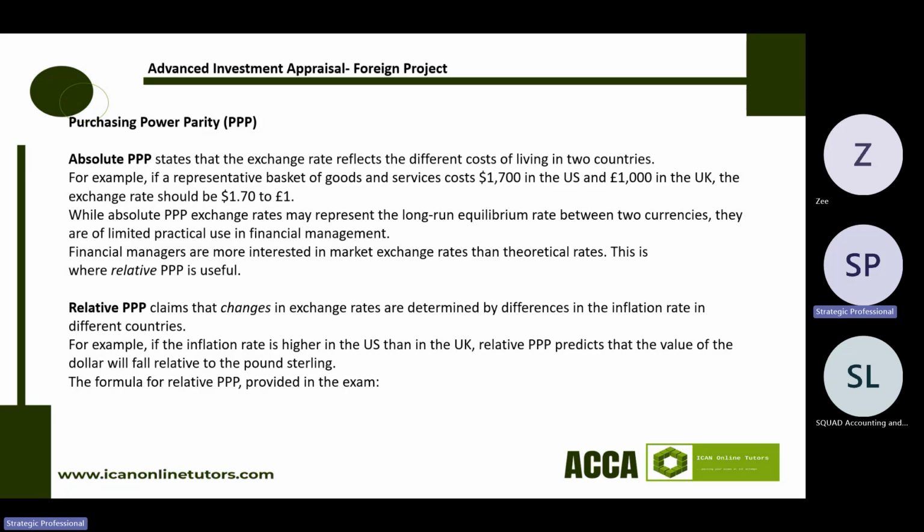So for example, if the inflation rate is higher in the US than in the UK, relative PPP predicts that the value of the dollar will fall relative to the pound sterling. Let me come again. If the inflation rate is higher in the US than in the UK, relative PPP predicts that the value of the dollar will fall relative to the pound sterling.